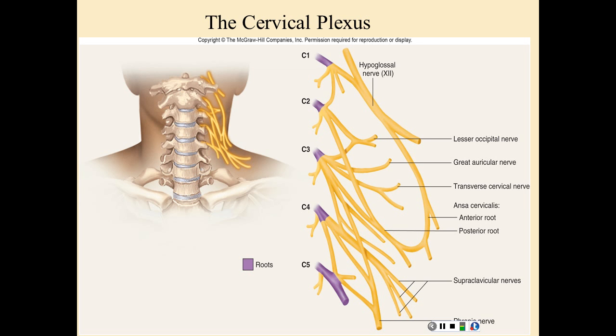Now the lesser occipital and the greater auricular, the transverse cervical nerve, they don't have any muscular innervations, but the remaining, oh, and also the supraclavicular nerve, they don't have an innervation, but the ansa cervicalis, that one's going to innervate the sternothyroid muscles, and the phrenic nerve, that's going to innervate the diaphragm.